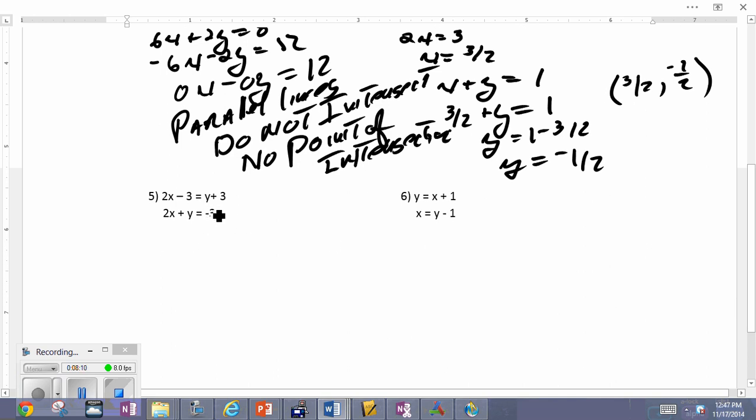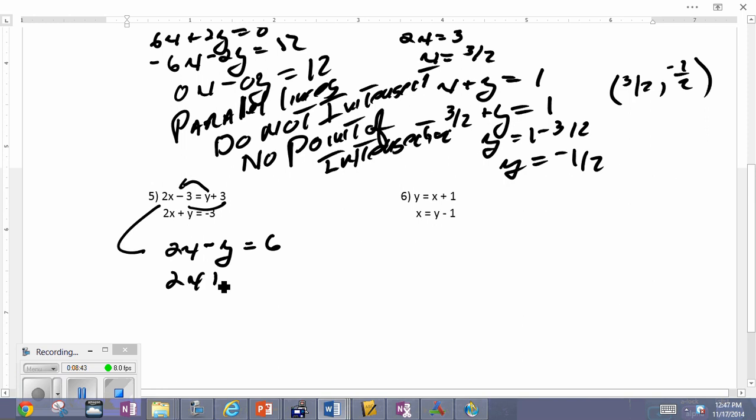Now, this one looks like we have to simplify this first equation. So if I simplify that, I get 2x. Let's bring the y to the other side. I'm going to bring this y over here, and I'll bring that 3 over here. So I get 2x minus y is going to equal 6. You should be able to see that. Just collect the x's and y's to one side, and the numbers to the other side.